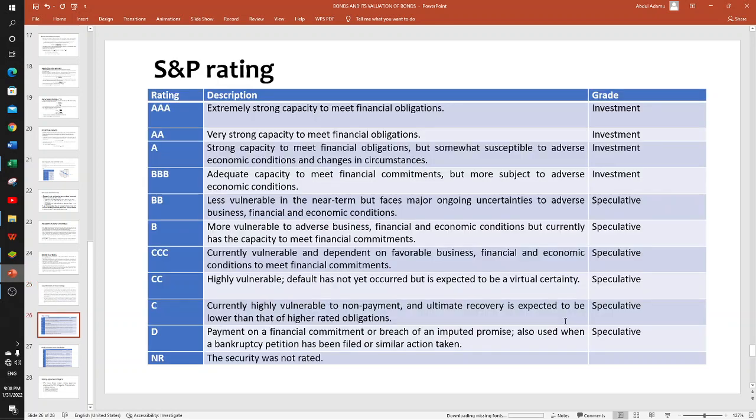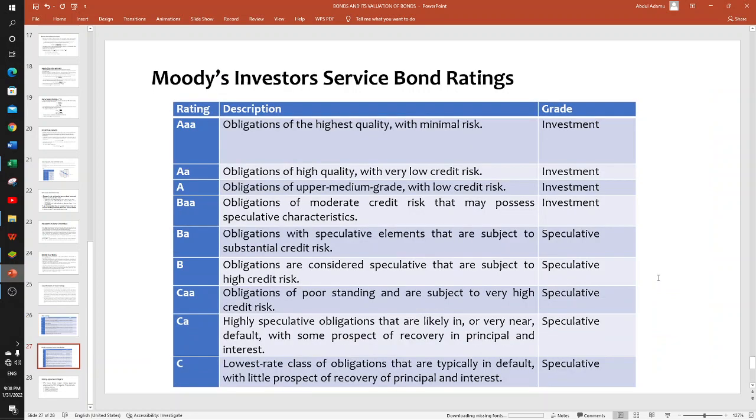So these are the S&P ratings. You can see AAA means it's extremely strong, the investment grade. AA, BBB, all these are investment grade. The others are speculative grade. So you can see AA means very strong capacity to meet obligations. But look at B: more vulnerable to adverse business, financial, economic conditions, but currently has the capacity to meet financial commitments. So let's look at that of Moody's.